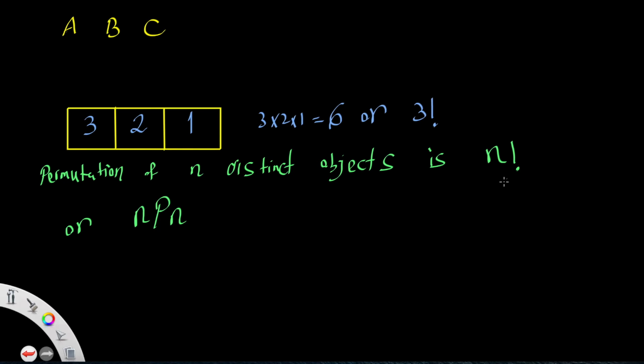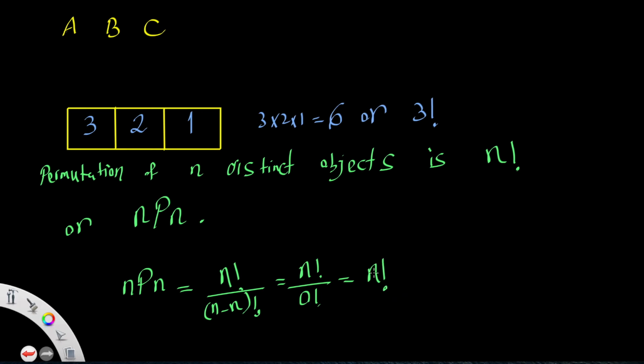nPn is equal to n factorial. Let me write it here, nPn. You have this key in your calculator: n factorial over n minus n factorial, which is n factorial over 0 factorial. 0 factorial is 1. Then it will give you n factorial. That's why nPn is the same as n factorial. So as a conclusion, permutation of n distinct objects is n factorial.